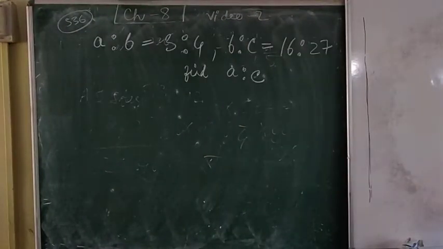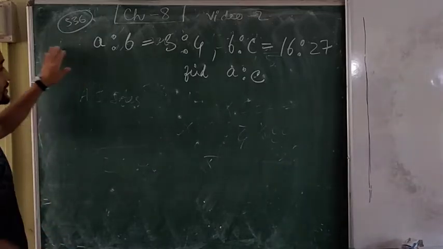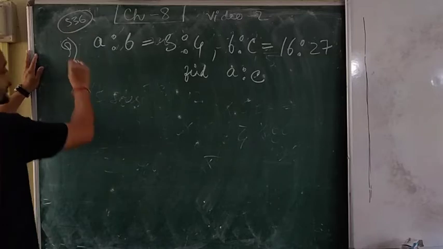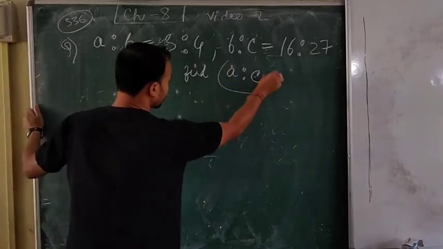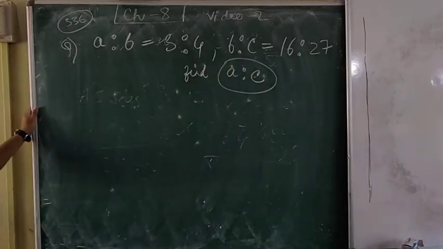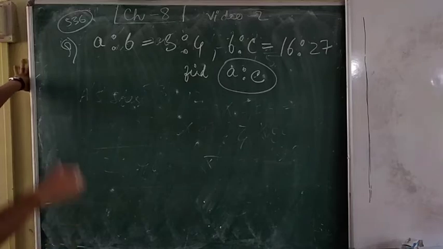Okay, see, this is a new question. It is saying A is to B is 3 is to 4. Fine. And B is to C is 16 is to 27. And the question is asking for the ratio of A is to C. How are we going to find it? Now see.